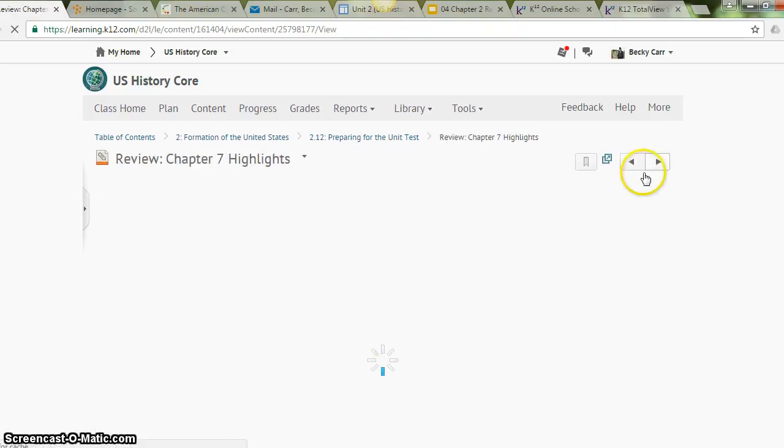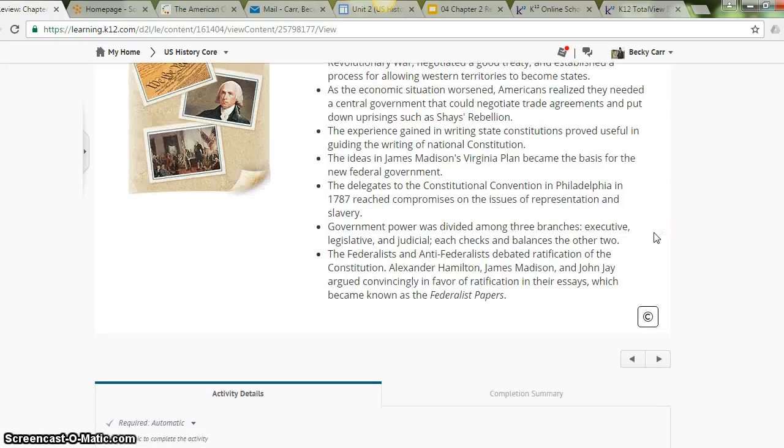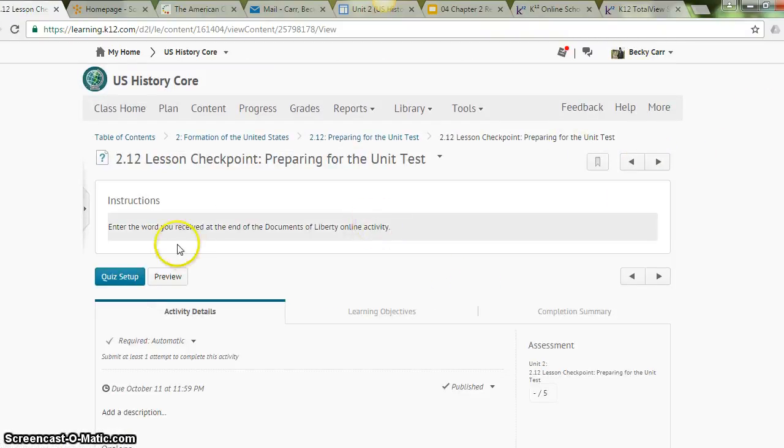Okay, let's see. I don't know if I skipped over something, if I was clicking too much. Nope. We read, okay, got through all that. That was indeed the last page. So here you go. Enter the keyword you received at the end of the Documents of Liberty online activity. So that is something you should focus on.